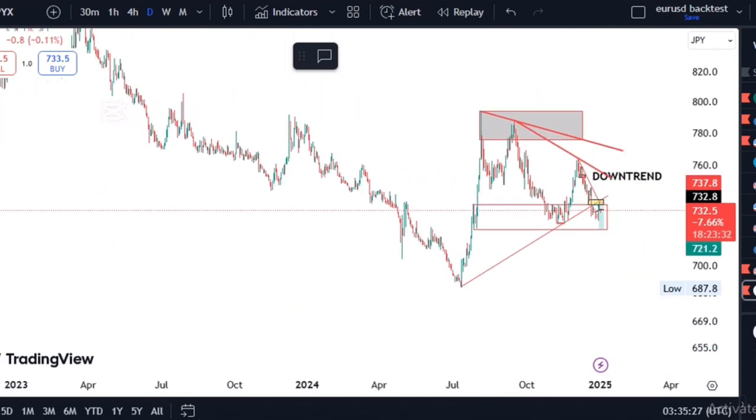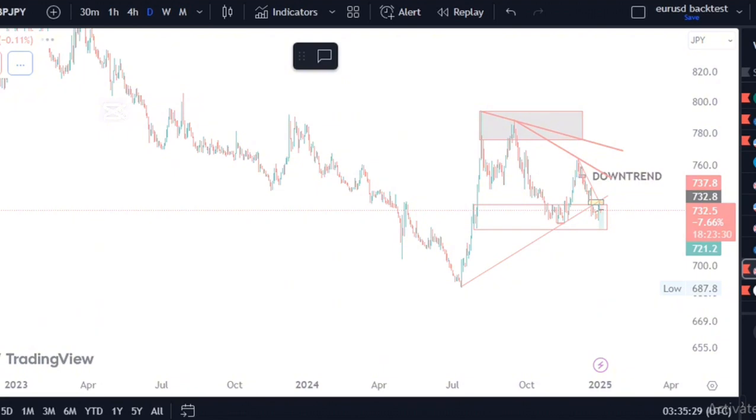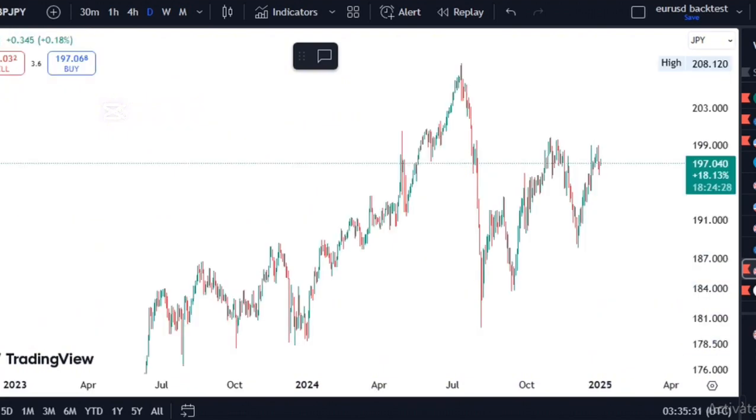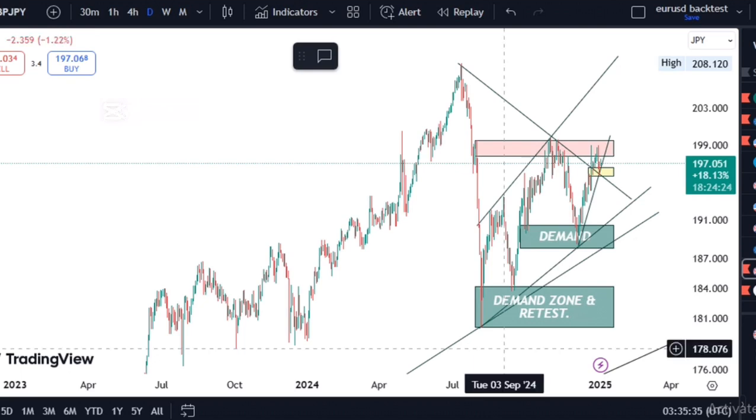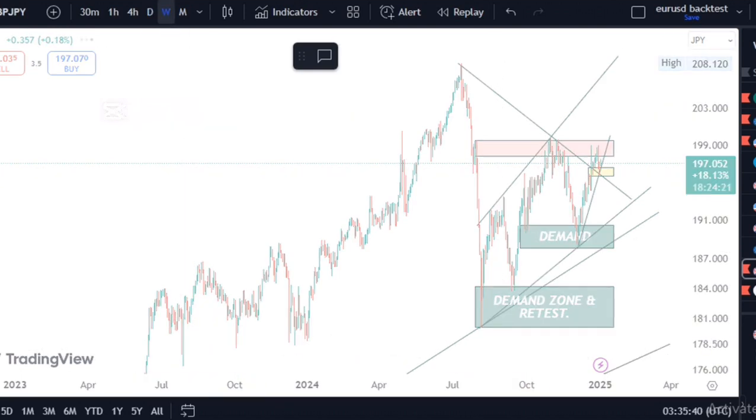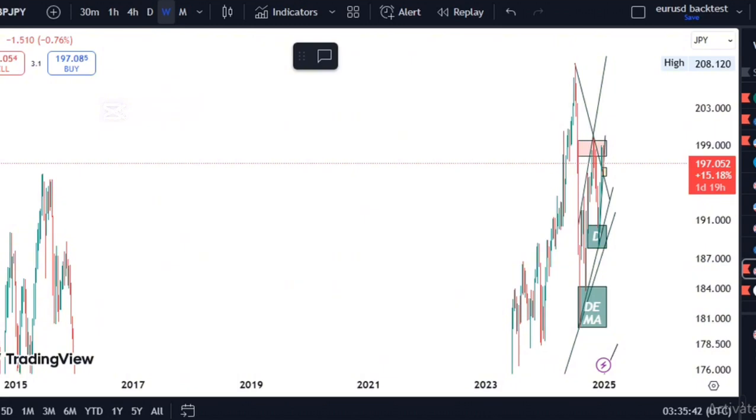I want us to make some analysis on the GBP JPY. I'd love us to go on some analysis on the GBP JPY. So what are we checking on the GBP JPY? Let's start from the weekly time frame.